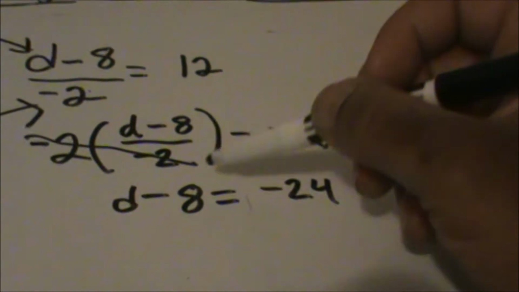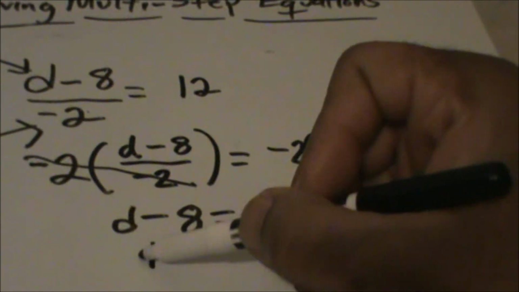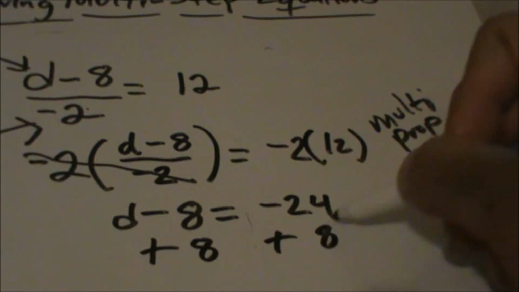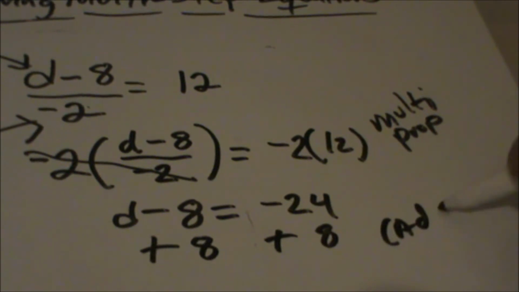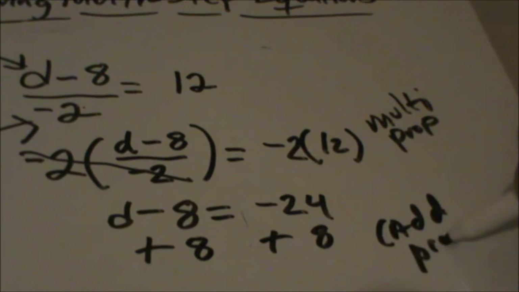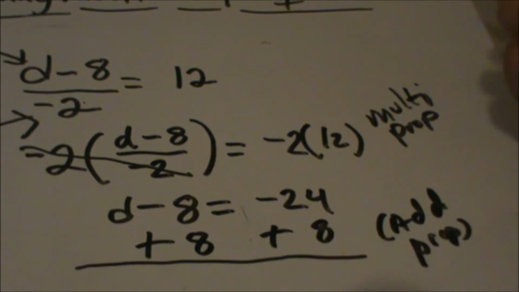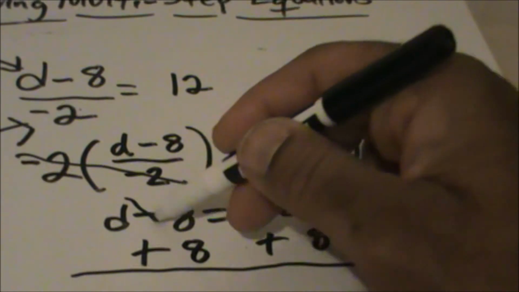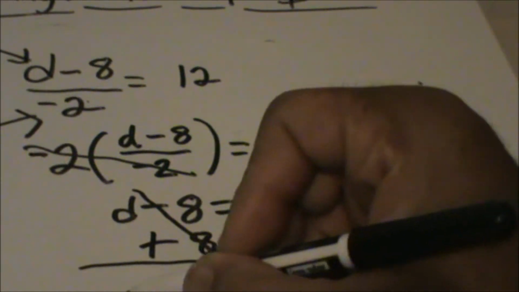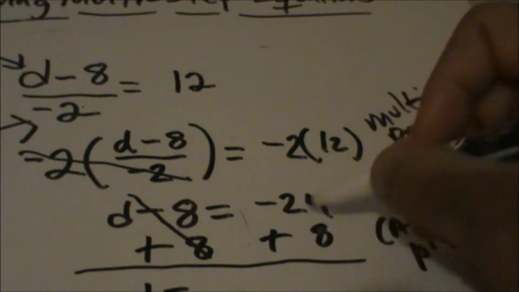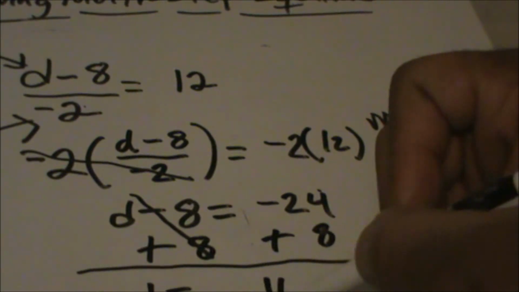Now back to solving this. So we add 8 on both sides using the addition property. Then draw the horizontal line. The negative 8 plus 8 cancel, so we have d equals negative what? 16.